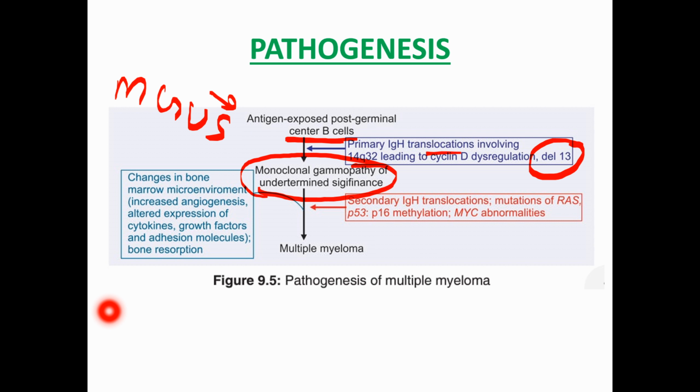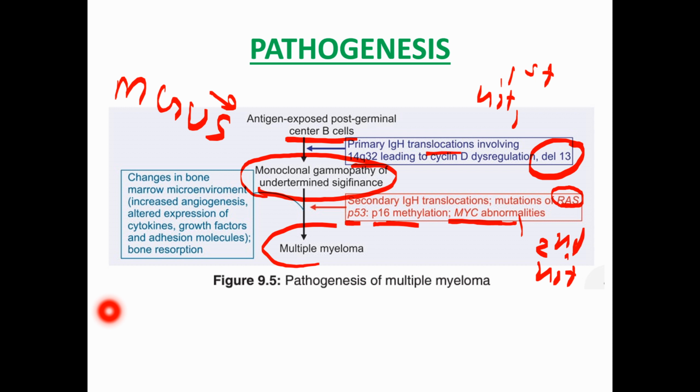After MGUS, there is a second mutation. We can call it the second hit. This is the first hit, that is the second hit. The second hit is a RAS mutation, P53 suppression, P16 methylation, and MYC abnormality. This can lead to multiple myeloma. So the origin of multiple myeloma is genetic, a chromosomal abnormality. The cause can be viral infection, radiation exposure, or chemical exposure. Anything can cause this genetic abnormality.